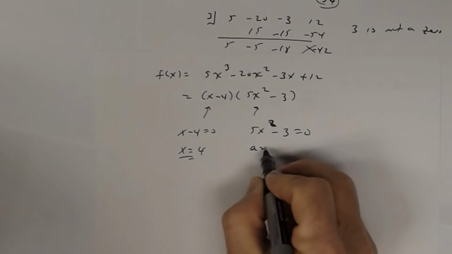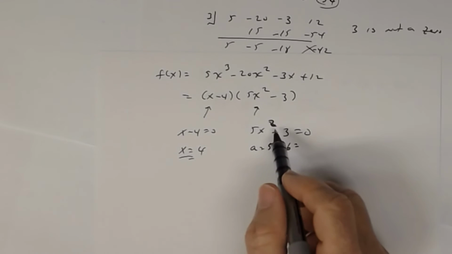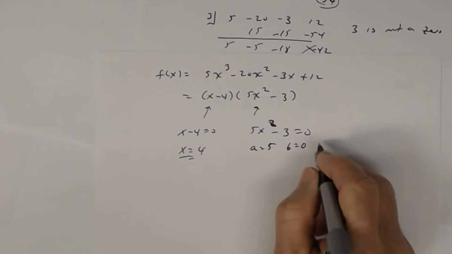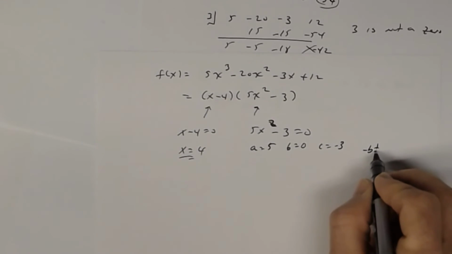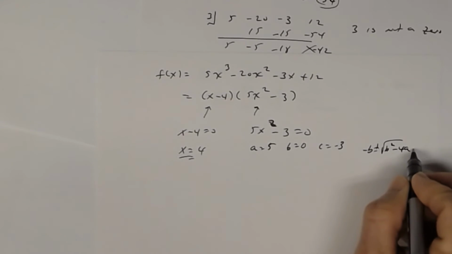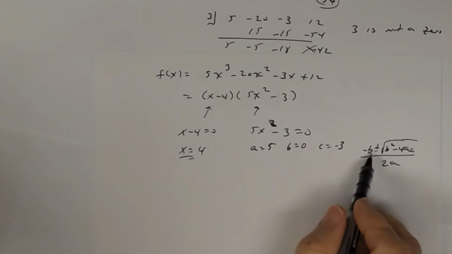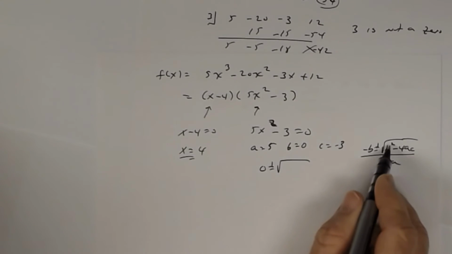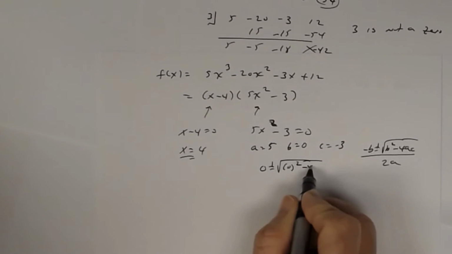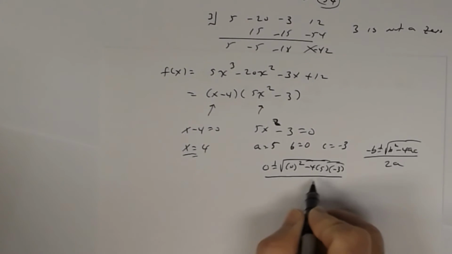So I have a is 5, b is 0. Remember the 0 is the coefficient of x. There's no x here, so you got to say 0. And c is negative 3. And so remember the quadratic formula: the opposite of b plus or minus the square root of b squared minus 4ac, all divided by 2a. So we get the opposite of b, so the opposite of 0 is still 0, right? Plus or minus the square root of b, which is 0, squared, minus 4 times a, which is 5, times c, which is negative 3, all divided by 2 times a, which is 5, right?